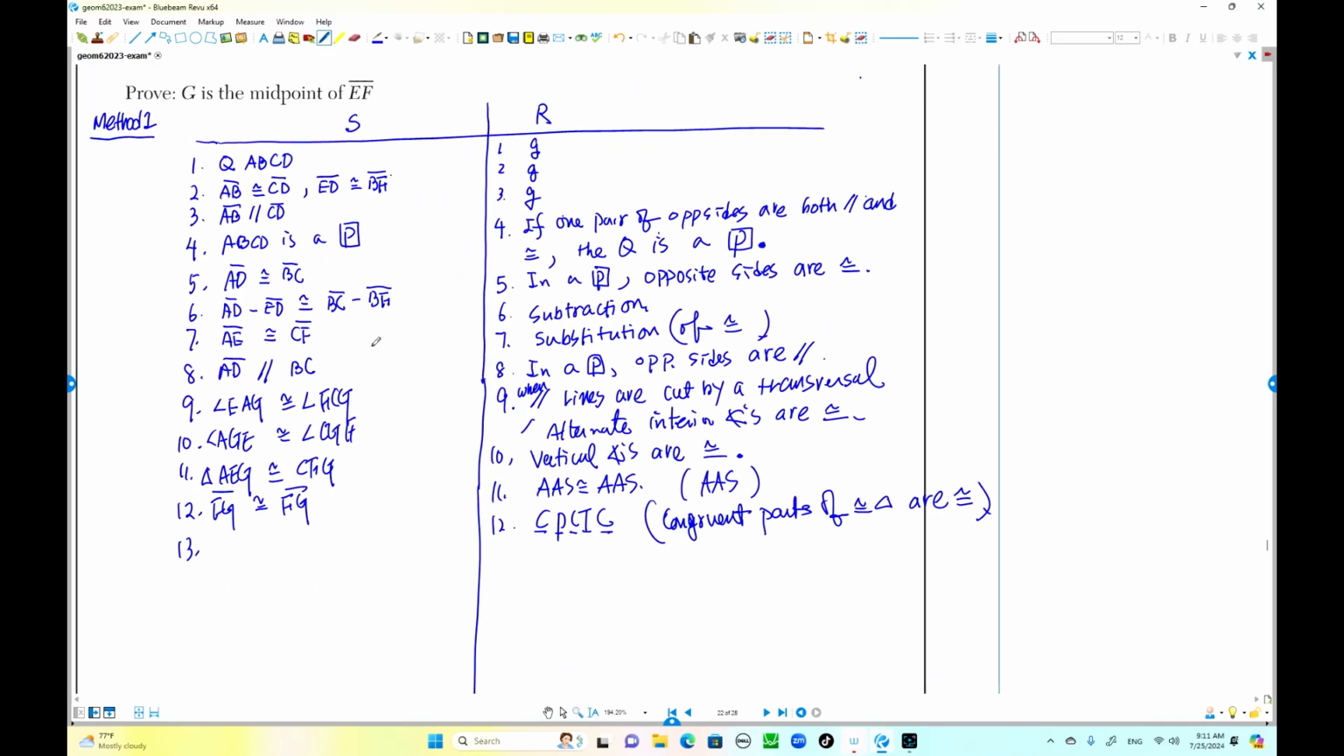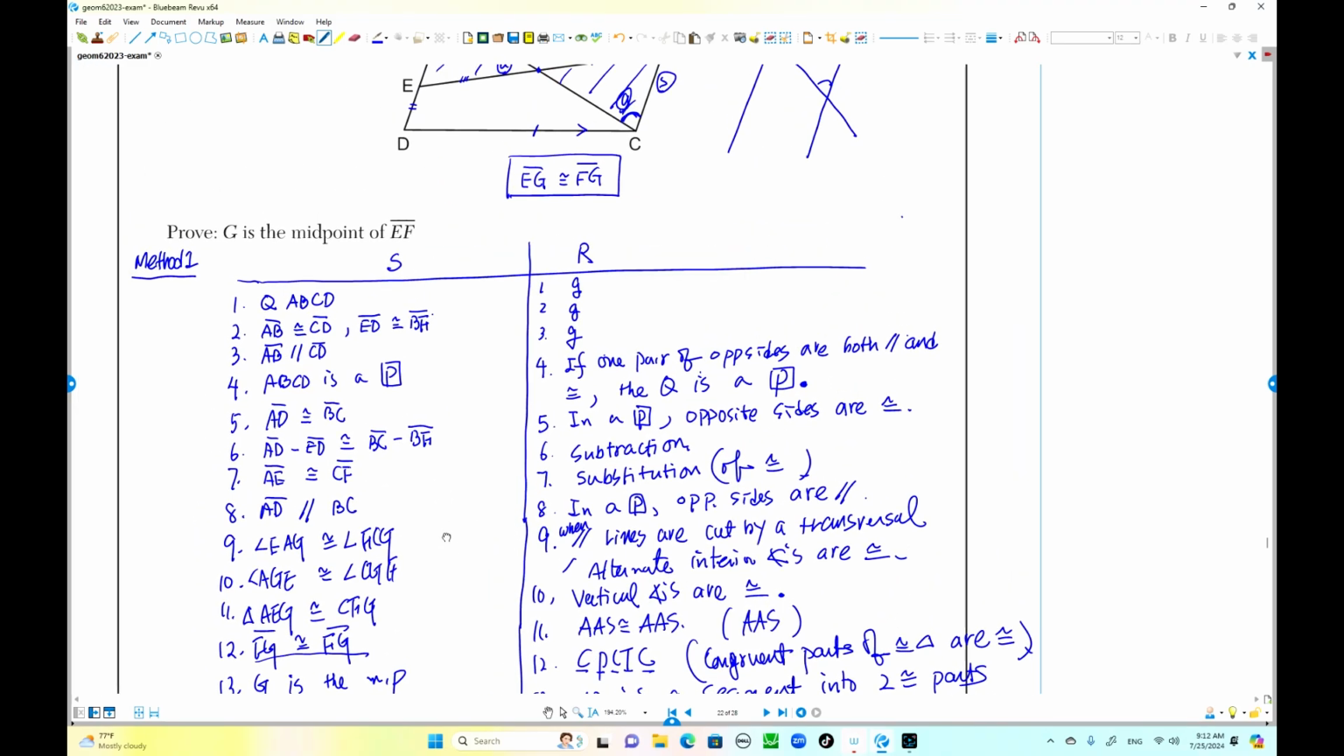So finally, from this, G is the midpoint. You can make the decision: G is the midpoint. What's the reason? A midpoint divides a segment into two congruent parts. That's why G is the midpoint. Or you can say, if a point divides a segment into two congruent segments, the point is the midpoint. This is the formula, you can use this one.